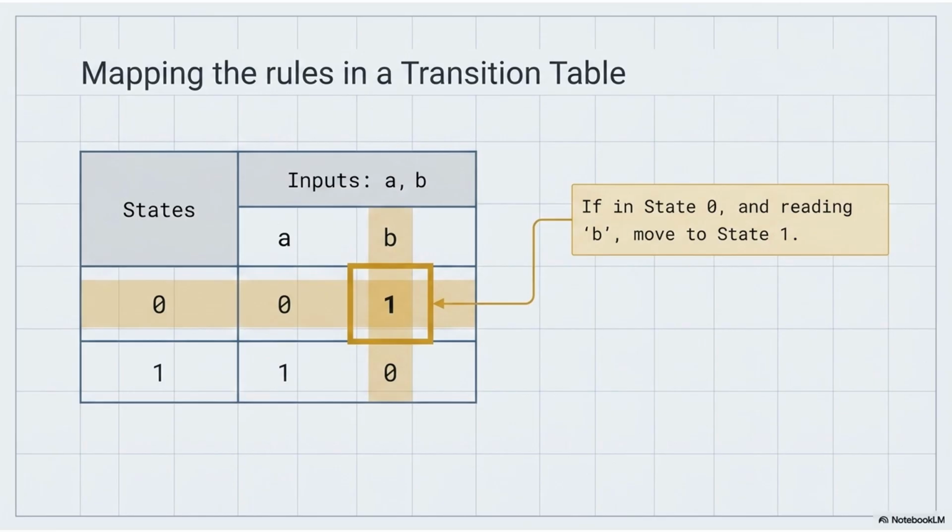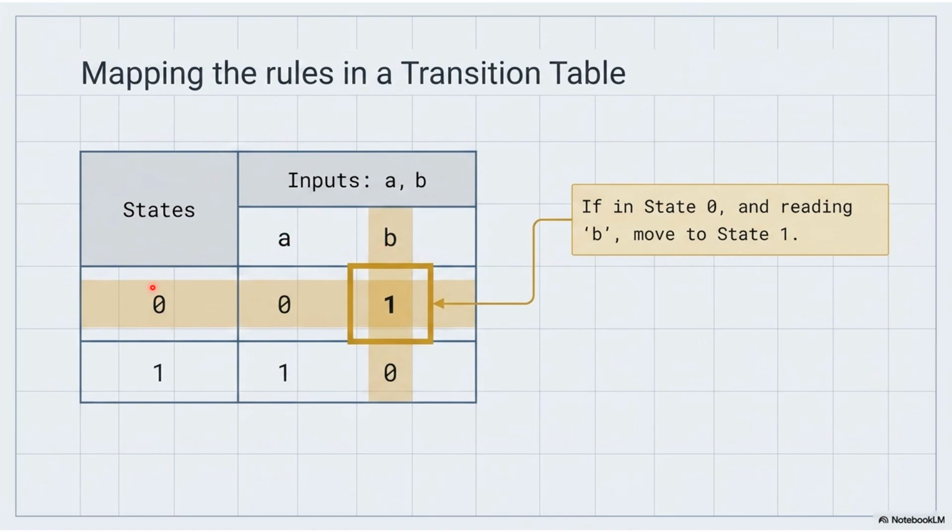Next, this is the transition table. It shows all the state changes in tabular form. It helps us understand the DFA quickly. In the transition table, we represent the states and inputs. In our example, the states are 0 and 1 and the input symbols are A and B.